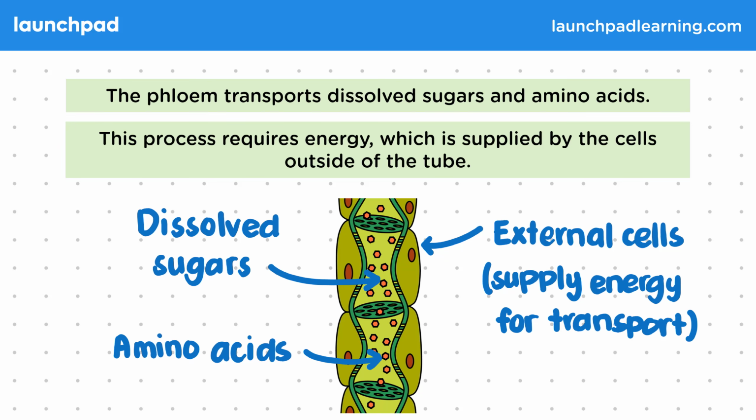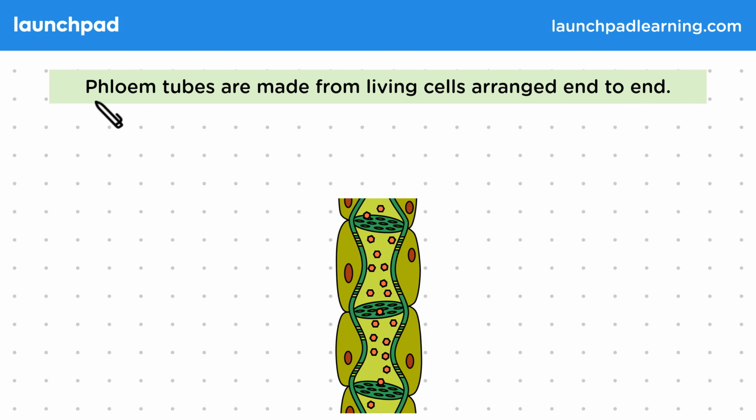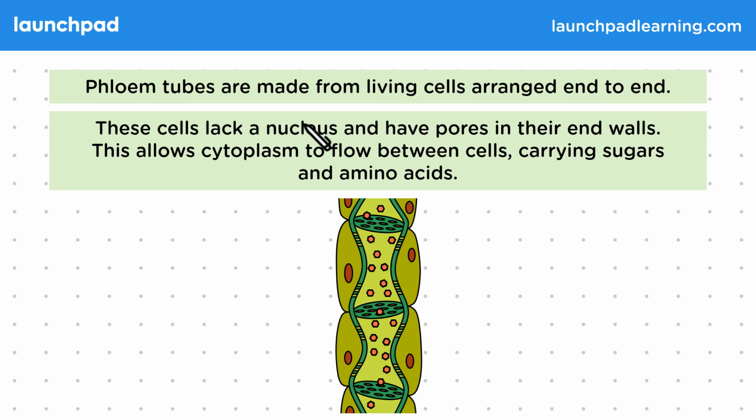So how are the cells of the phloem tube specialised to transport the sugar made in photosynthesis around the plant? Phloem tubes are made from living cells arranged end to end. These cells lack a nucleus and have pores in their end walls. This allows cytoplasm to flow between cells, carrying sugars and amino acids.